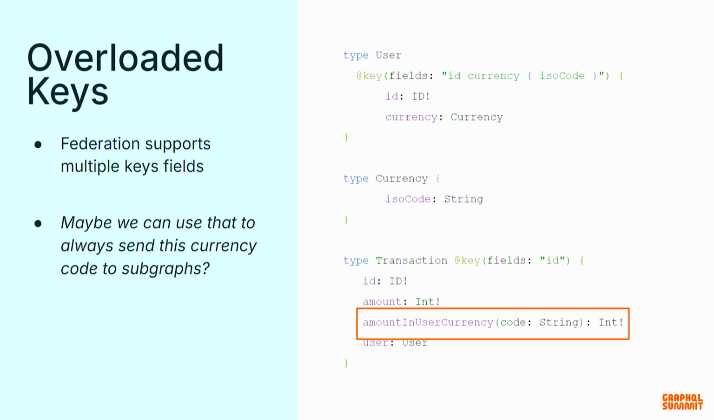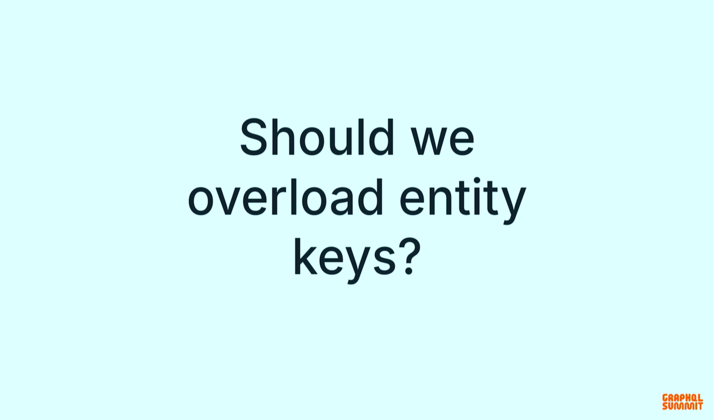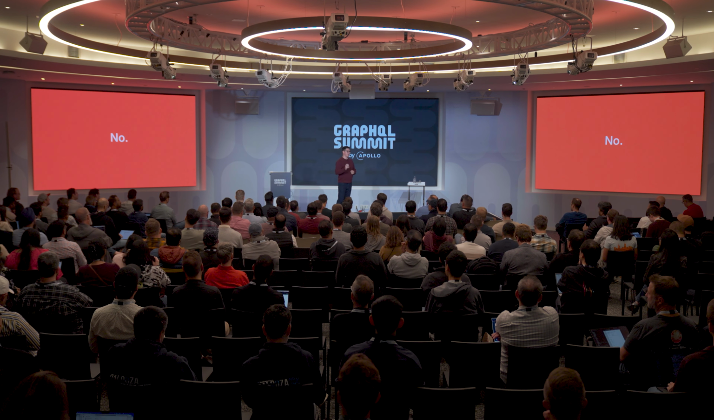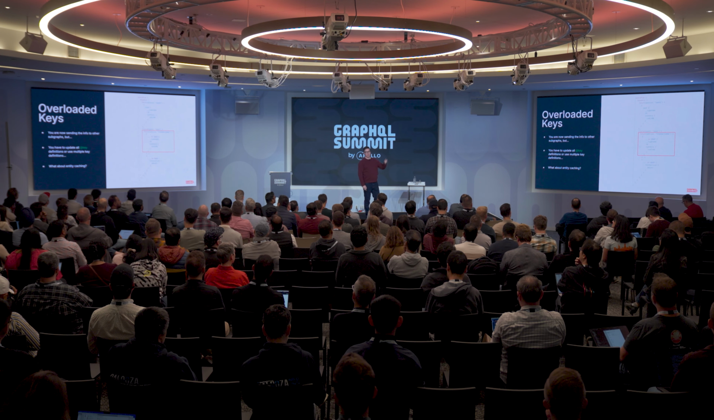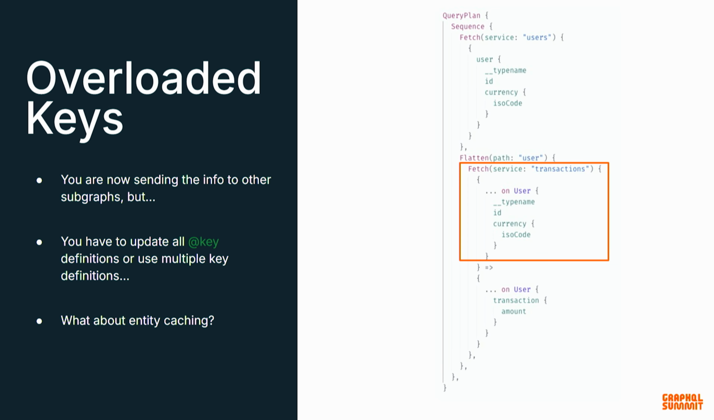If we do that, then this is what we call overloading entities. This would allow us to always send that key to that subgraph, and we could use it to maybe then resolve that field, because it'd be in the __resolveReference function. So should we overload entities? The answer is no. You should not do this. You should not overload your entity keys, because what you're now sending is this extra info. If you did that, this would be the query plan that would execute. You're now sending this info every time to the transaction subgraph, but now you have to go to all the other places that you maybe define this key or this user transaction, right?